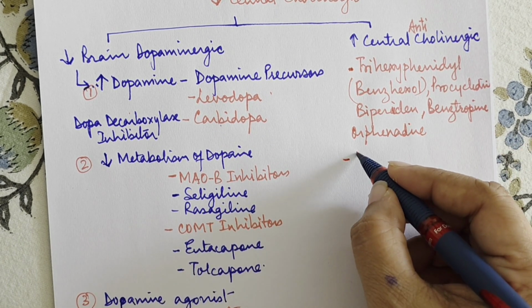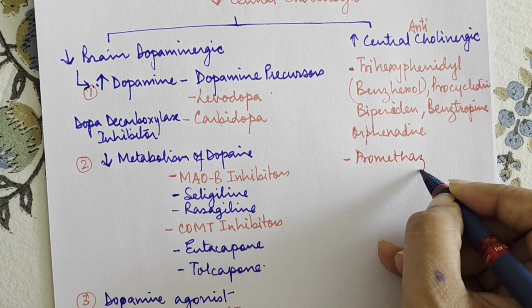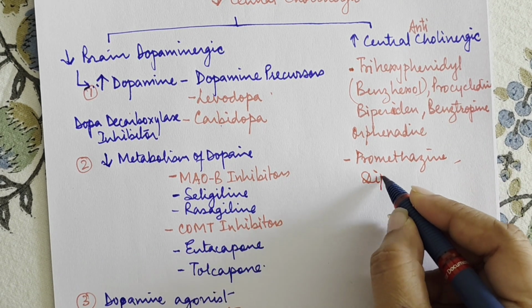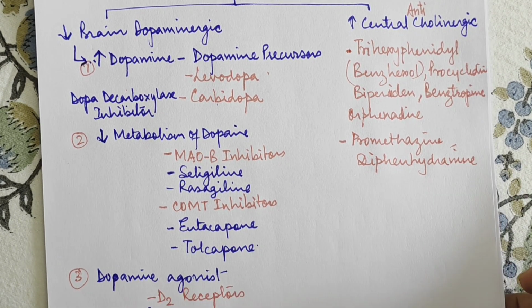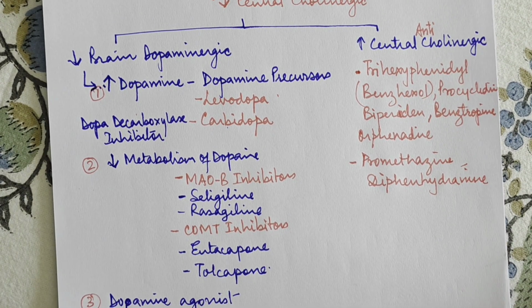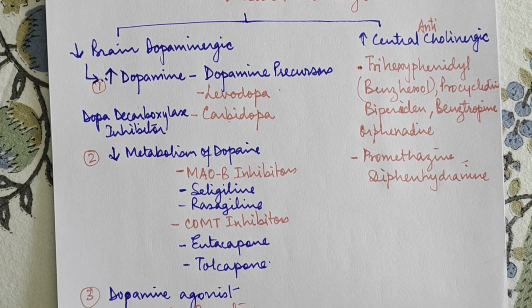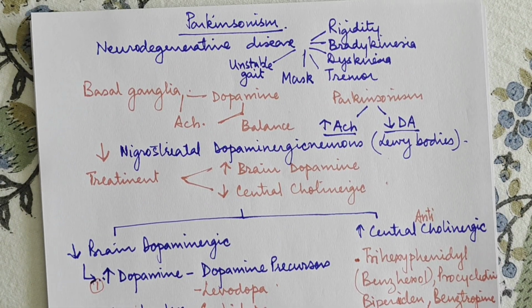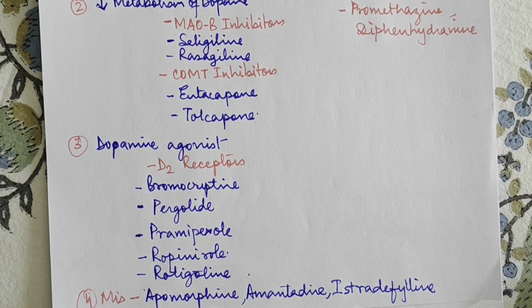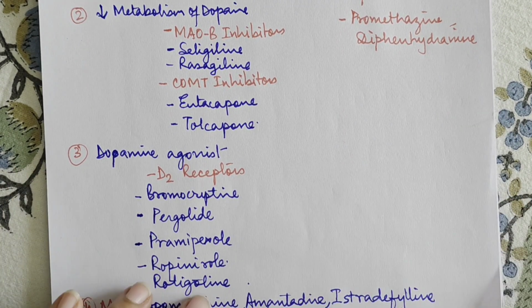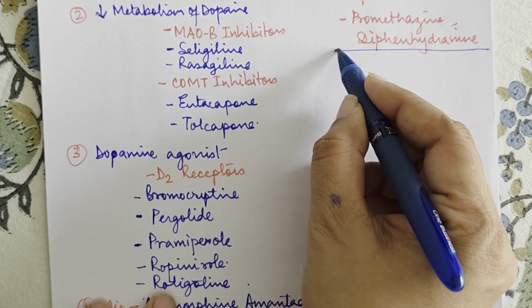Then we can also have antihistaminics like promethazine and diphenhydramine, right? So these are some other drugs with central anticholinergic actions which have an impact in Parkinsonism. So this is the classification and understanding of the drugs. If I try to utilize this space, I'll make you understand dopamine, let's understand it here.